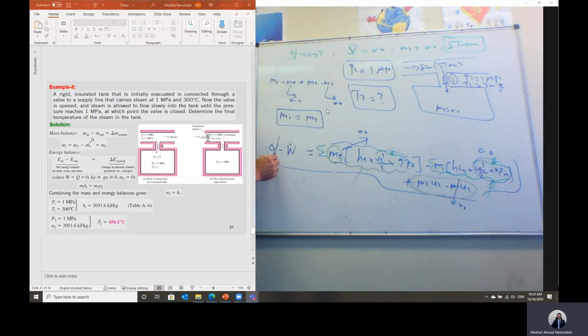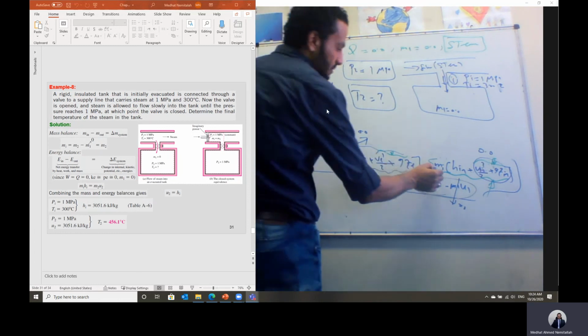In this case, he said the system is adiabatic, so we don't have heat transfer. But in this case, we have just a filling, just a flow. We don't have a paddle wheel or electric heating coil. We don't have any kind of this work, so the work is equal to 0. So that equation will be reduced to what?